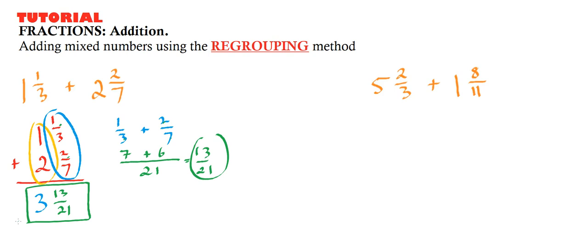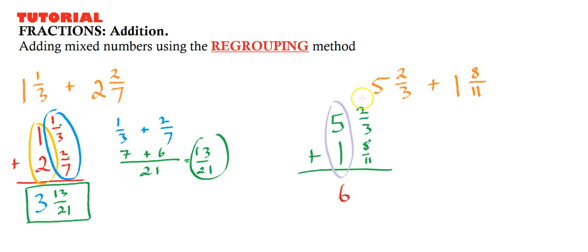So let's try the same method with this particular question over here. We'll start off by regrouping. So first of all, reformatting. So we go 5 and 2/3 plus 1 and 8/11. We're going to regroup, and the regrouping starts off with our whole numbers. So 5 plus 1 is 6.